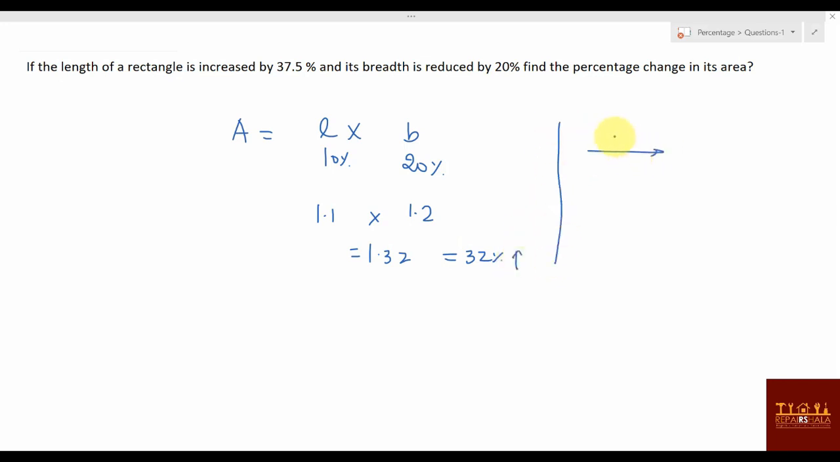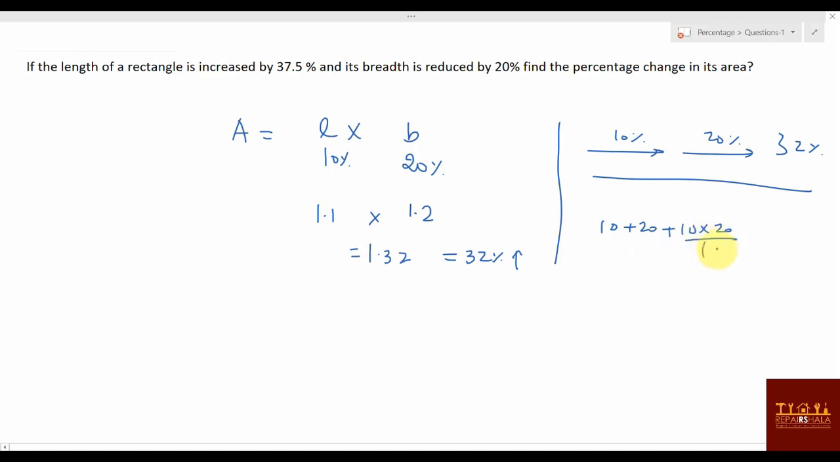Another method, 10 percentage, 20 percentage. How much will be coming totally? 32 percentage. Another method, what you can say? 10 plus 20 plus 10 into 20 by 100. So from here also you will be getting 32 percentage. Right? So all these methods are fine. Now let's check this question.